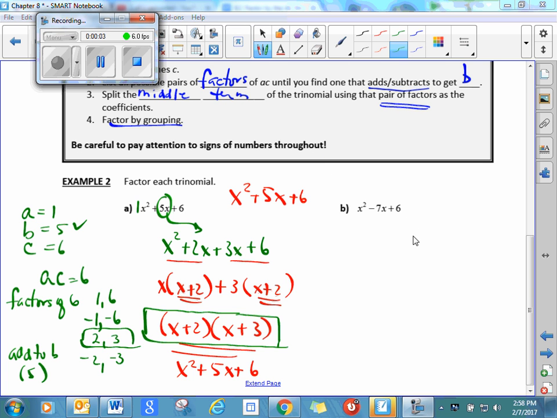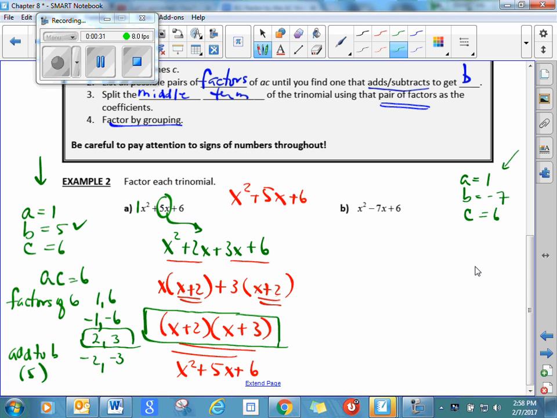Let me do this second example. After I did example 2A, I'm going to do example 2B now. This is still on page 137. I want you to notice that our A is still 1, like it was before. Our B is different, it's -7, but our C is also still 6. So we're doing the exact same A and C as we did in example A.